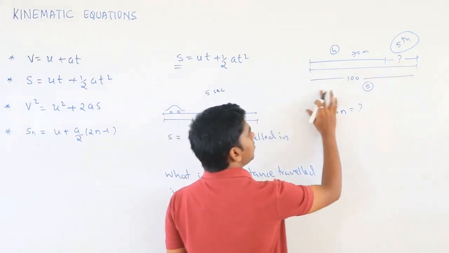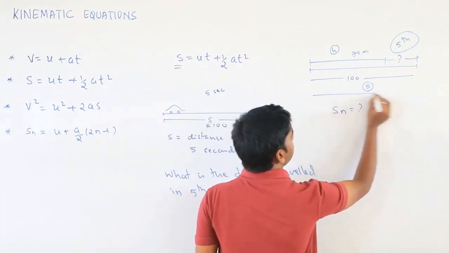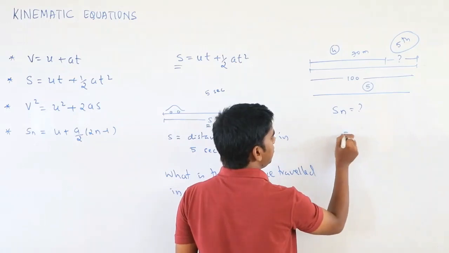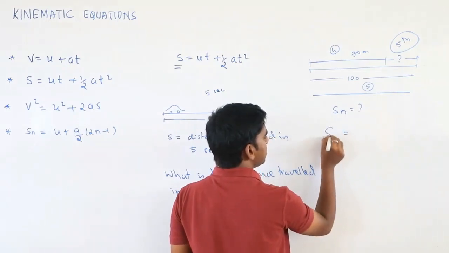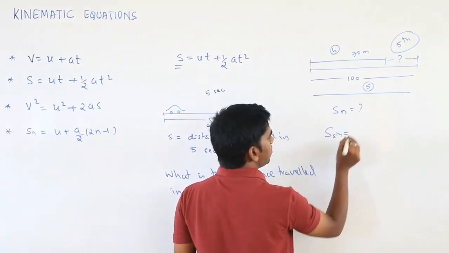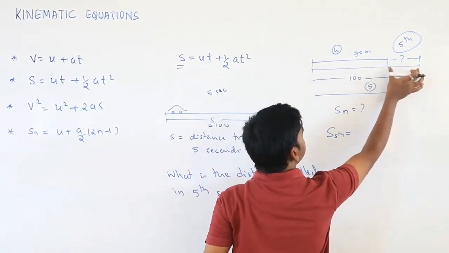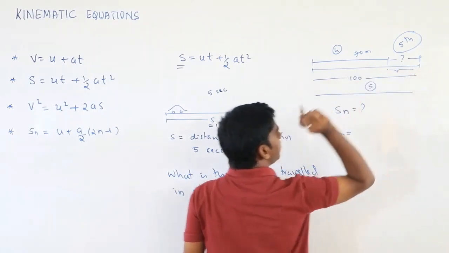what you have to do here is, so distance traveled in 5 seconds. If you want to calculate the distance traveled in the 5th second, what you have to do? This distance minus this distance will give you what? Will give you this distance. Okay, the distance traveled in the 5th second.